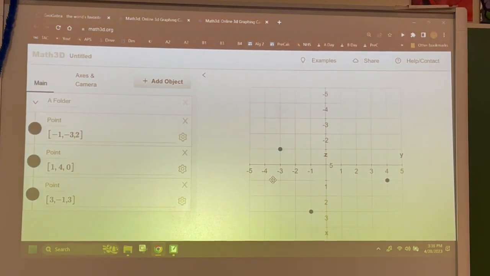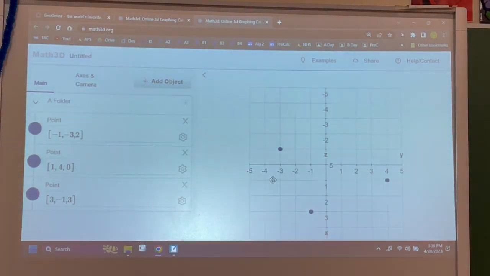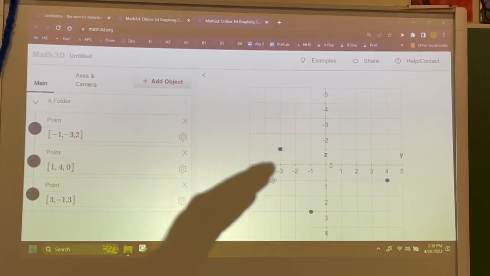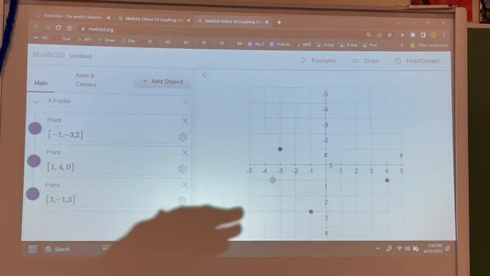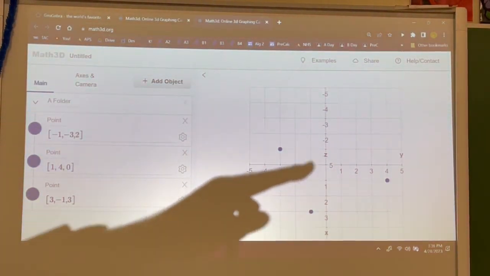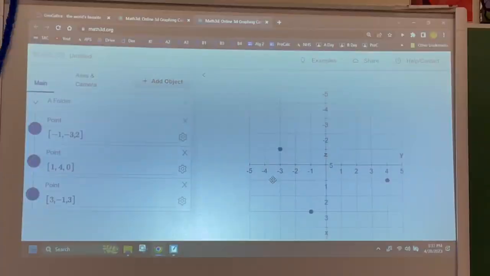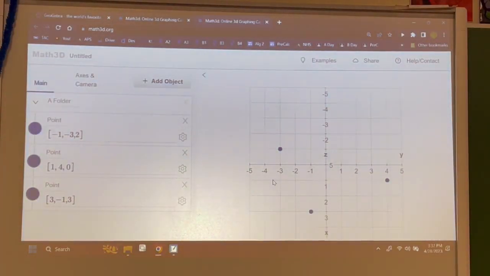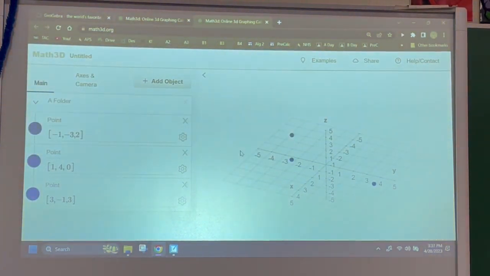If we were to look straight down on it, we'd see for this point we went down 1, 4 to the right. This one we went left 3, up 1, it looks like. And this one looks like we went 1 left and 3 down. So play around with it, try and visualize it, and see what things happen.